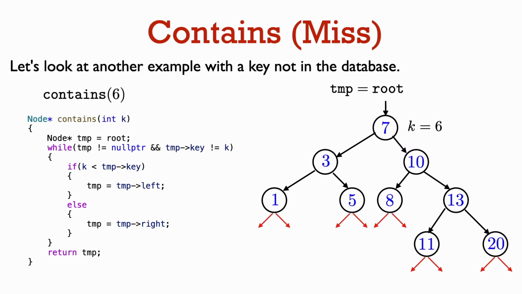Let's look at an example of how this code works on a key which is not in the tree. Let's say that we're looking for the key 6. So we initialize temp to be the root. Now it's not a null pointer, and the key at the root is 7, which is not equal to 6. So we enter the while loop. As 6 is less than 7, we update temp to point to the left child of the root.